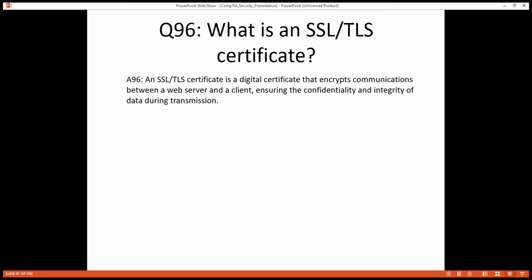Q96. What is an SSL/TLS certificate? A96. An SSL/TLS certificate is a digital certificate that encrypts communications between a web server and a client, ensuring the confidentiality and integrity of data during transmission.